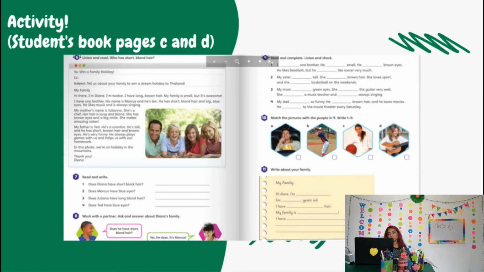4. My dad is so funny. He has brown hair and he loves movies. He goes to the movie theater every Saturday.